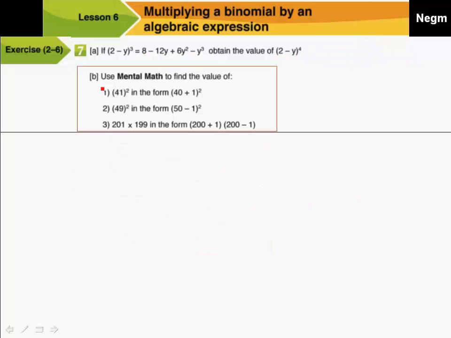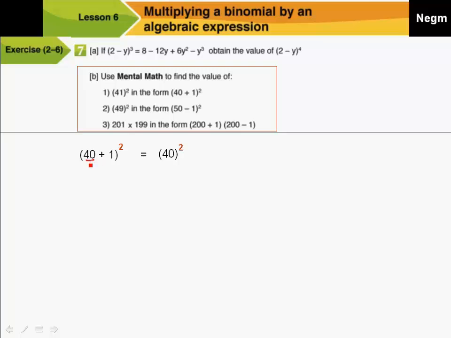For number B, use mental math to find the value of 41 to power 2. We will put 41 in the form of 40 plus 1. Why? Because 40 has only zeros here. And here we have the small number 1.